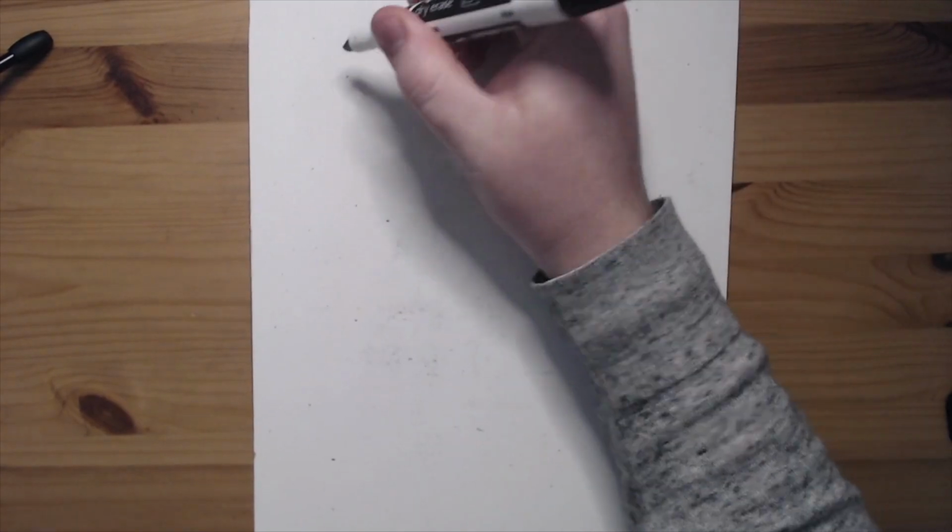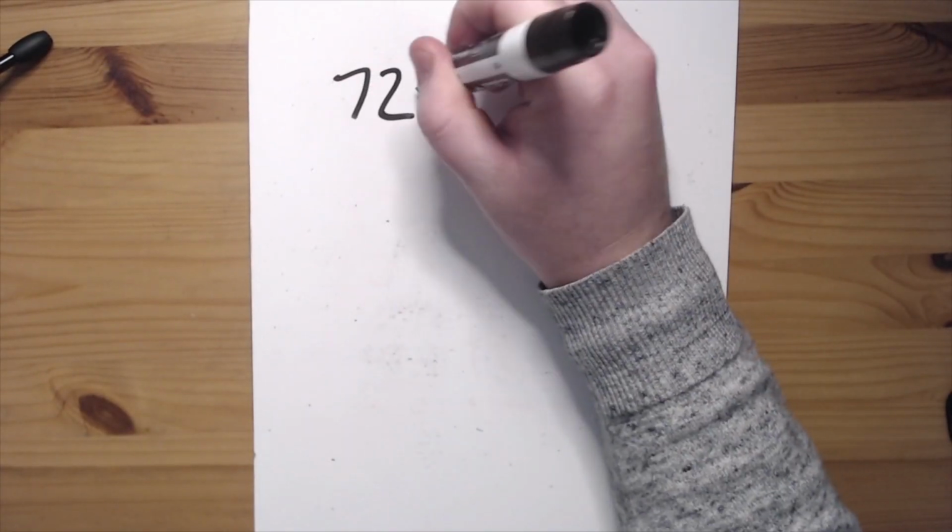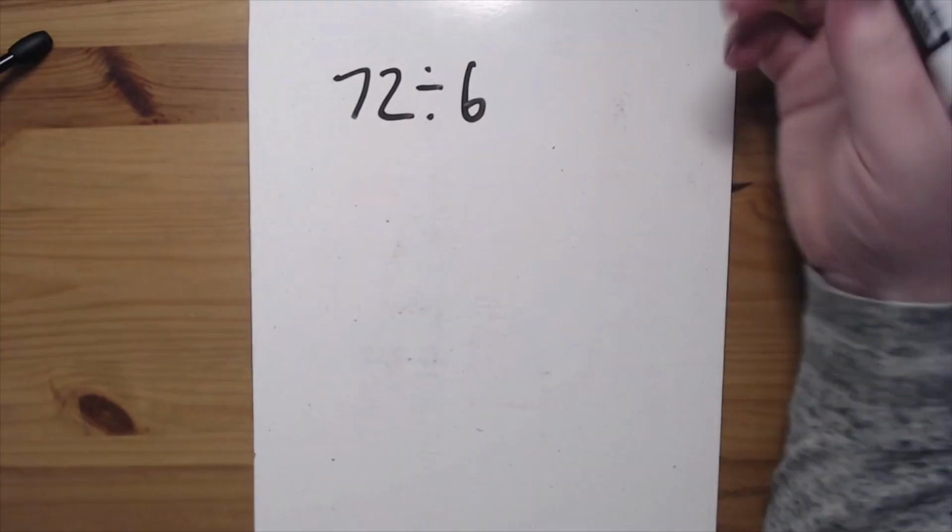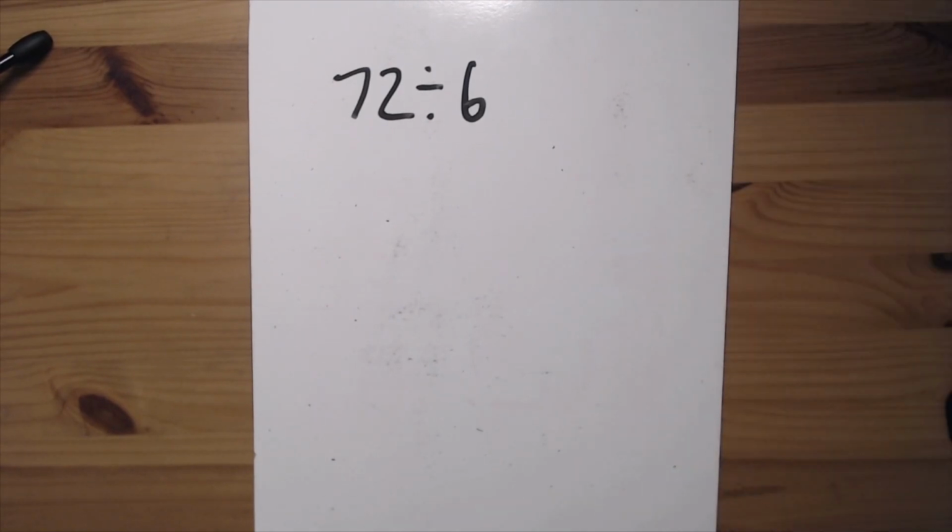Back to another math lesson. We are going to be working with some division today. Let's put a problem on the board first: 72 divided by 6. What I'm going to show you today is division by subtraction. It's a very simple form of division.